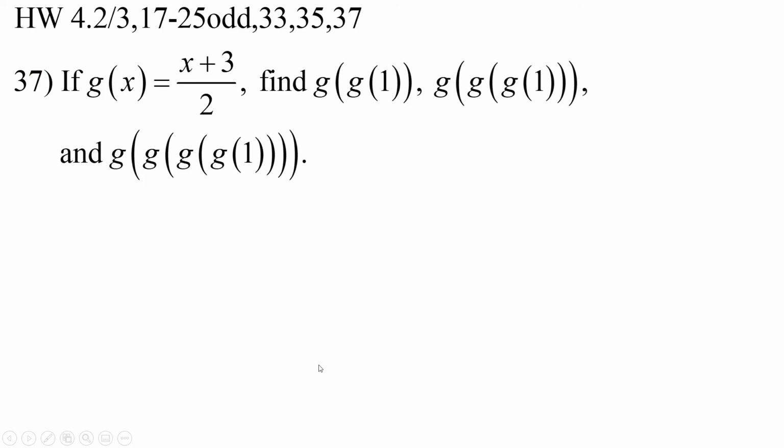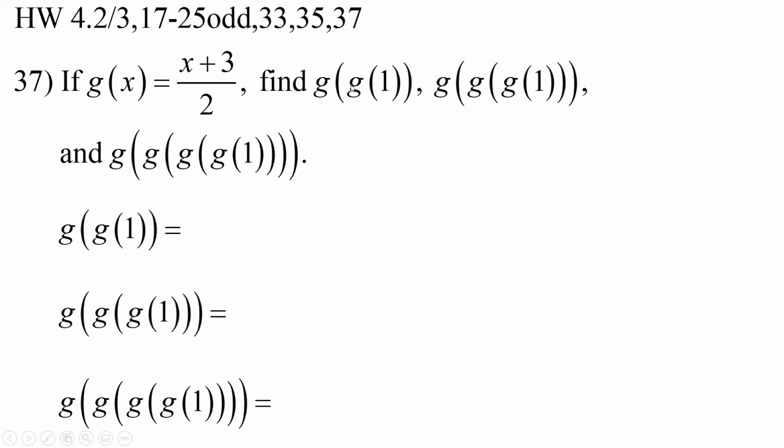All right, our last problem. 37. All they give us is g of x is x plus 3 over 2. And now they have asked us to find g of g of g of 1. Okay, I can handle that. Well, I'll work inside out. g of 1 would be 1 plus 3, 4 over 2. So that's 2. So now I'm looking for g of 2, and that would be 2 plus 3, 5 over 2. So g of g of 1 is 5 over 2.